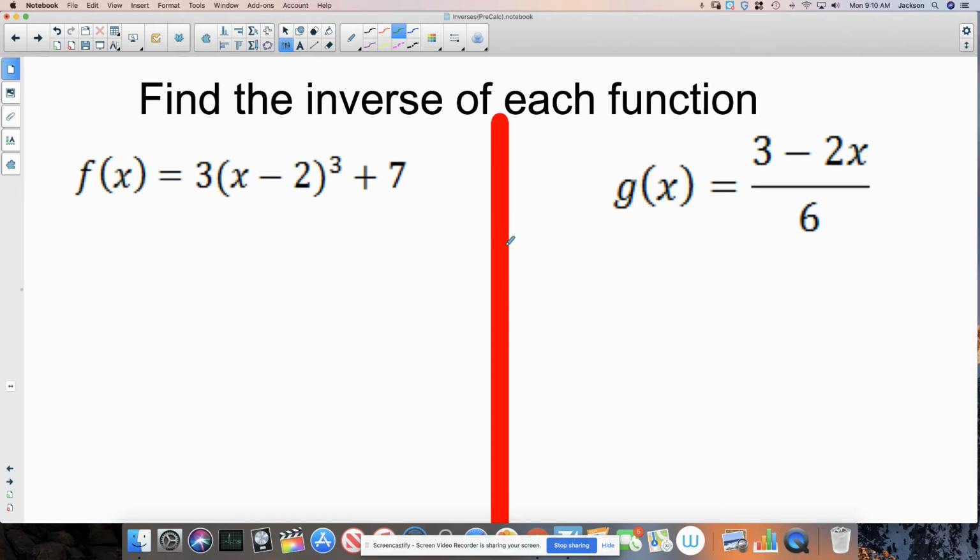So let's practice finding the inverse of a function algebraically.